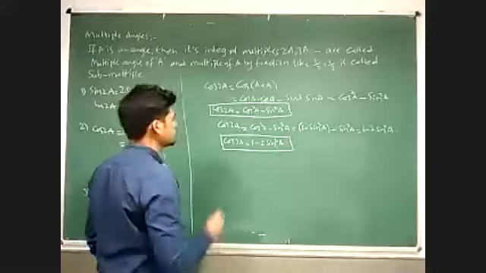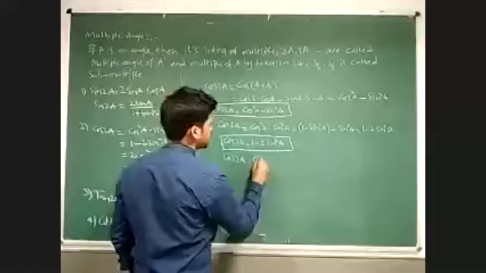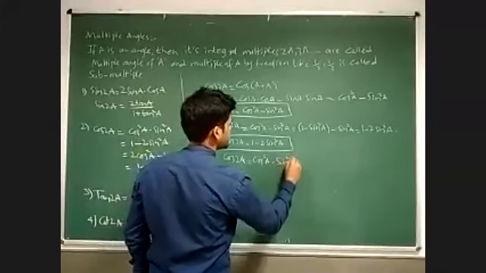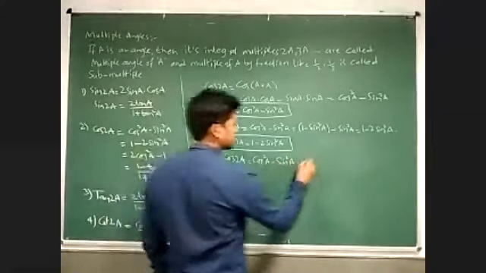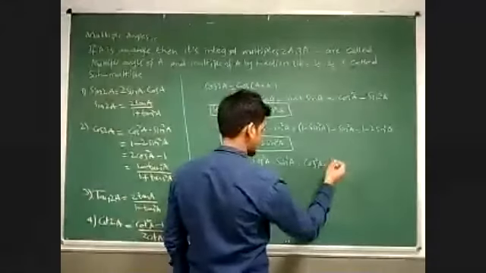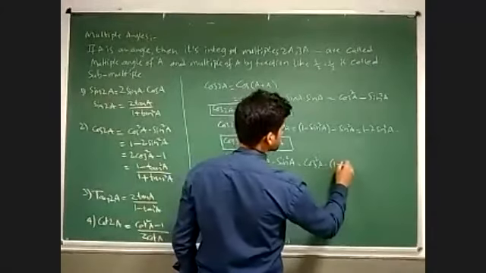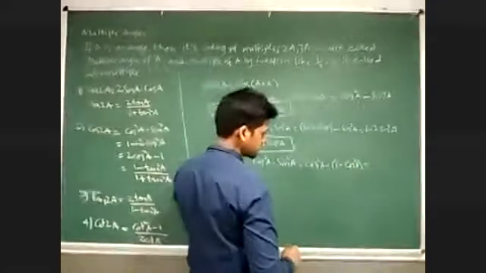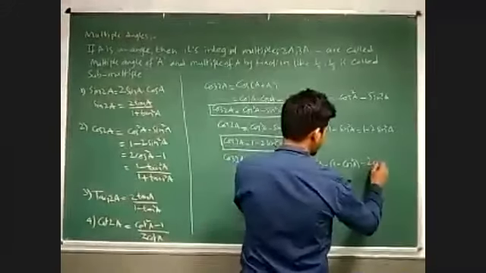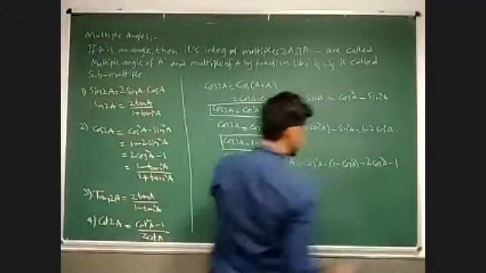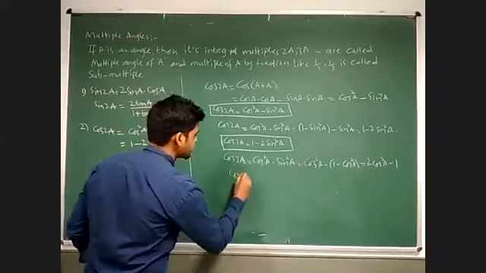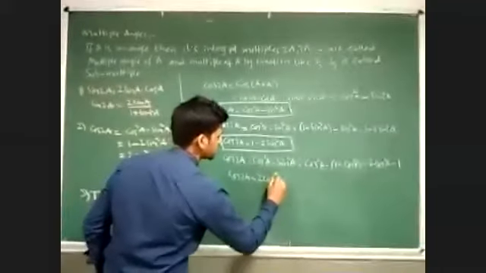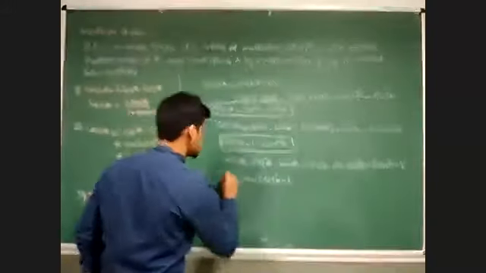Okay. Again, we know cos 2A is cos square A minus sin square A. If I am applying here cos square A minus (1 minus cos square A), that means 2 cos square A minus 1. So I can write cos 2A is nothing but 2 cos square A minus 1.